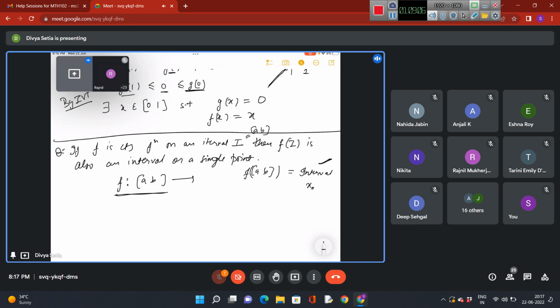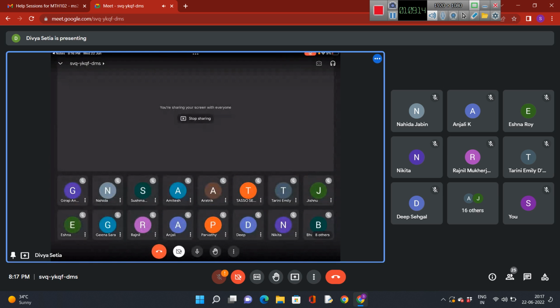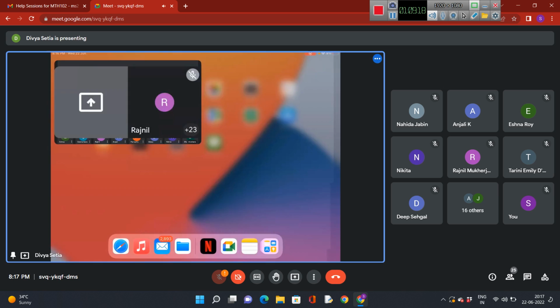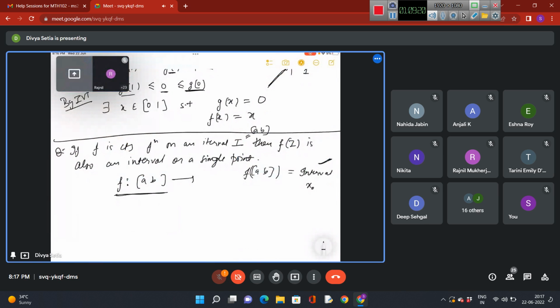It's a proof. The proof of this question is an exact corollary of the intermediate value theorem, which is given in the book. It has been proved. So who wants to try for that? Someone please initiate this proof.